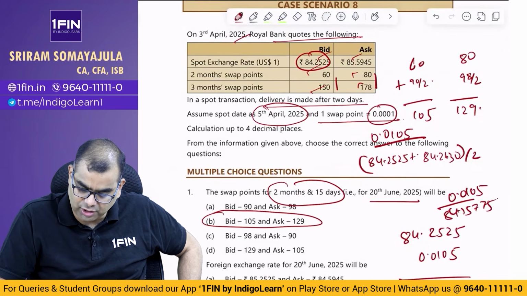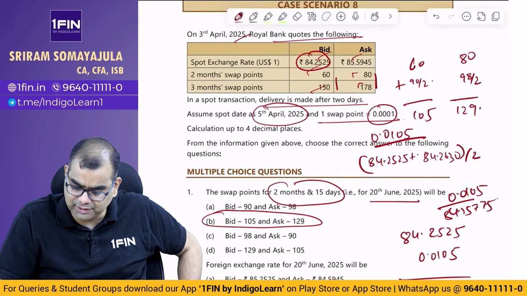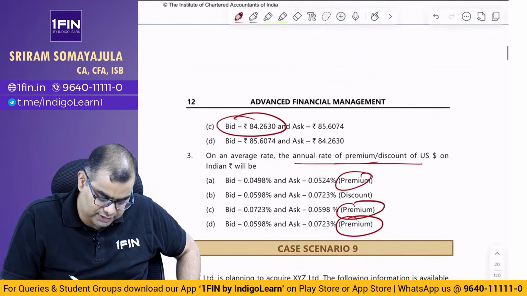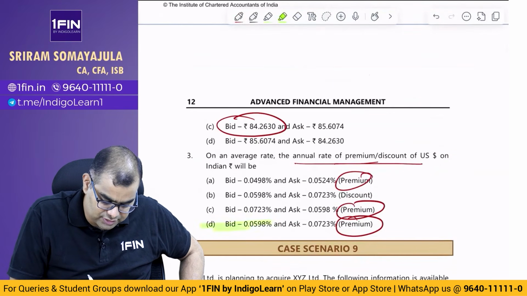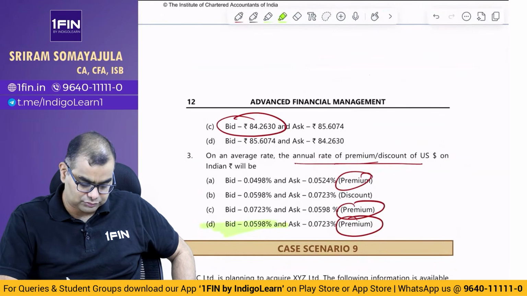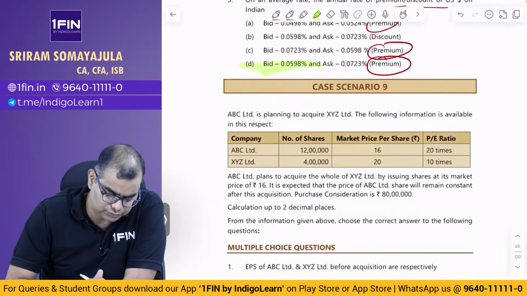So I'll do 0.0105 divided by memory recall. I get 0.00012. So I'll first of all multiply it by 100, then into 12 divided by 2.5. I get 0.0598. Now you see, the only one which has 0.0598 is this. I did not do the ask at all. I get the bid, it is fine. That's all. Very simple. Let's move to the next question, guys.